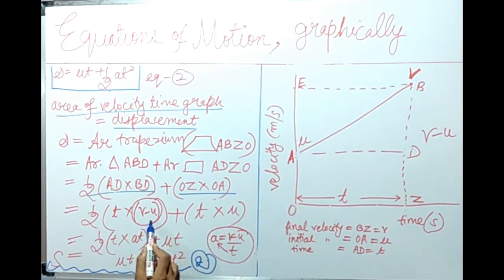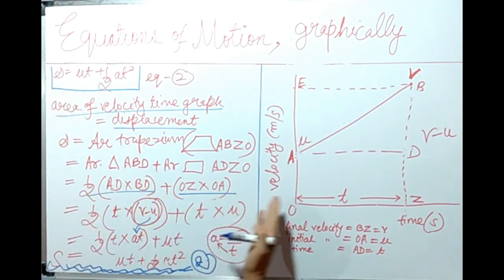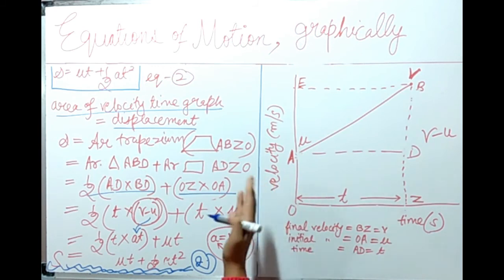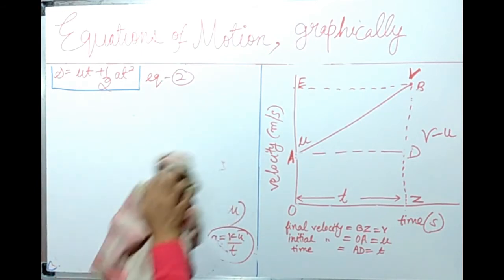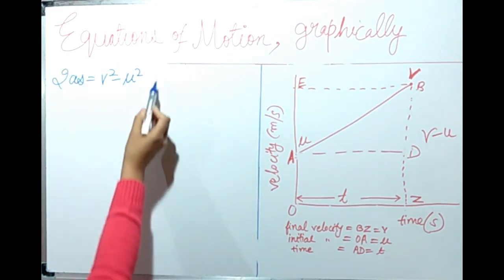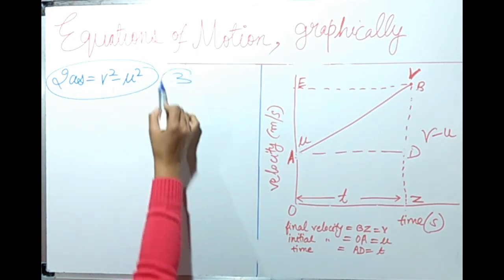And here substitute v minus u by at, and here we have got our second equation of motion, that is position time relationship with the help of velocity time graph. We can derive our equation number 3 with the help of the same graph. Our third equation is 2as equal to v square minus u square. This is equation number 3.